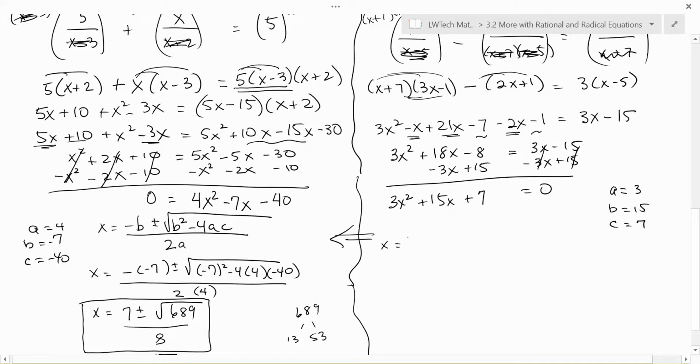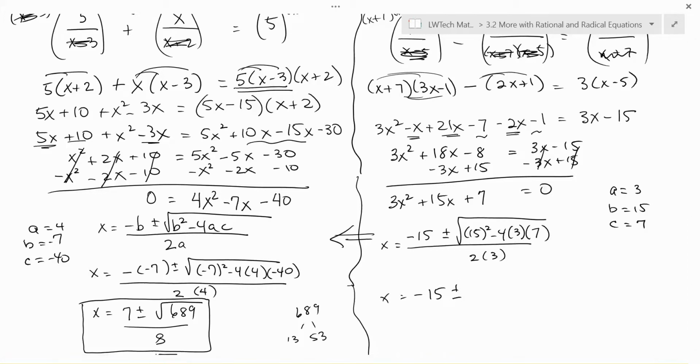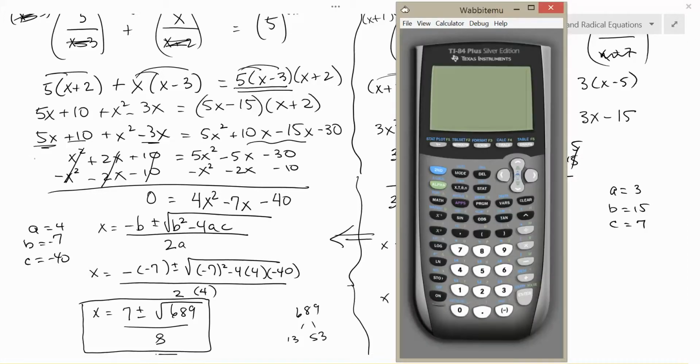So x is equal to negative b, negative 15, plus or minus the square root of 15 squared, minus 4 times a is 3 times c is 7, all divided by 2 times a, which was 3. Simplify each group. So the negative b part in front gives me a negative 15. Inside the square root, I've got all sorts of fun stuff there, so I'll pull my calculator up to help me out.